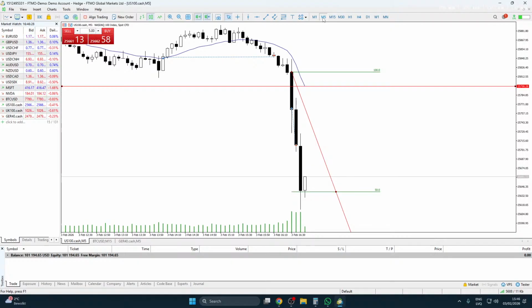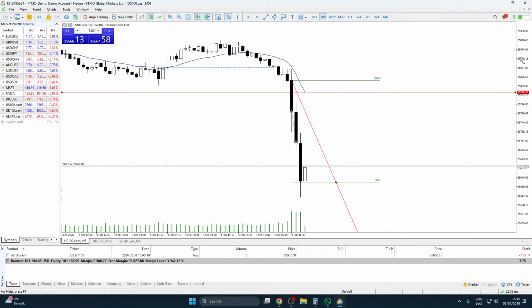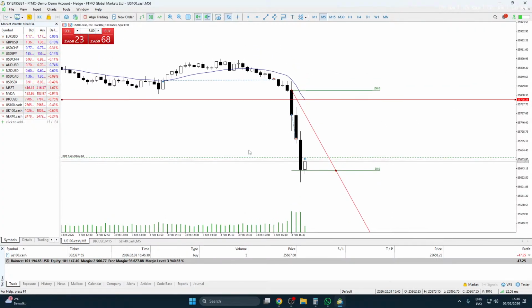I know this looks kind of crazy, but I'm gonna buy here. I'm gonna put my stop here, and if it fails, maybe then I'll short below this close.